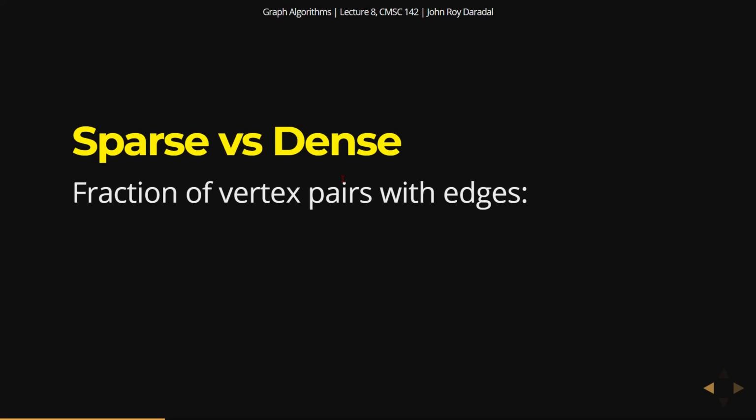Next, sparse graphs versus dense graphs. So sparse versus dense talks about the fraction of vertex pairs that have edges. So how many edges are there compared to the vertex pairs? In simple terms, do you have a lot of edges? If you have a lot of edges, that's dense. Otherwise, it's sparse. So if it's sparse, the fraction of vertex pairs with edges is just small.